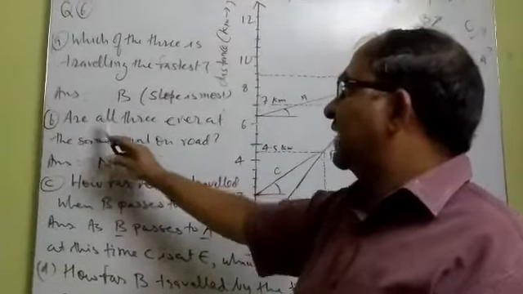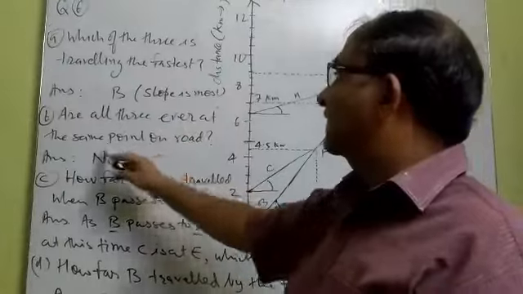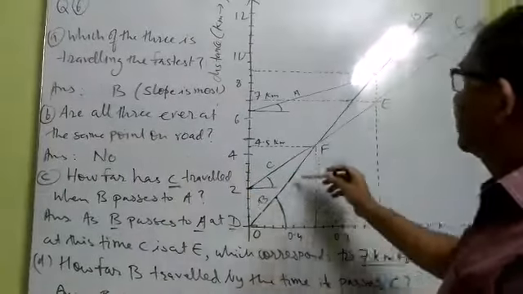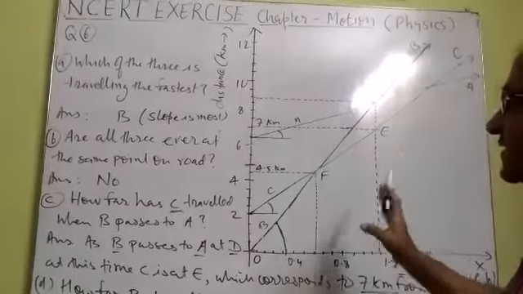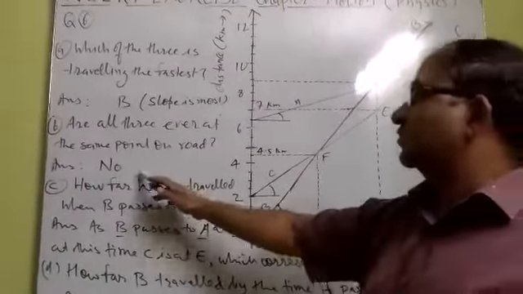Second point: are all three ever at the same point on the road? It means we have to find whether all three graphs intersect at a single point. I think the answer is no.